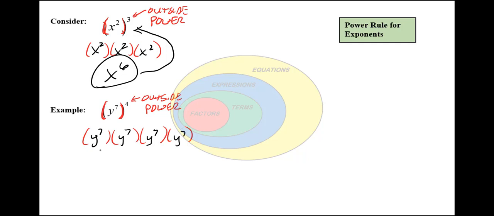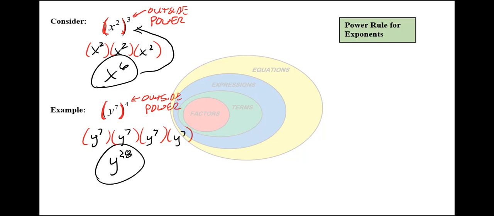So that's 4 repeated additions, right, of 7. So when I have this, I can just use the powers to add up how many factors of y I have. 7 plus 7 plus 7 plus 7 is the same as 4 times 7. So this would be y to the 28th power.